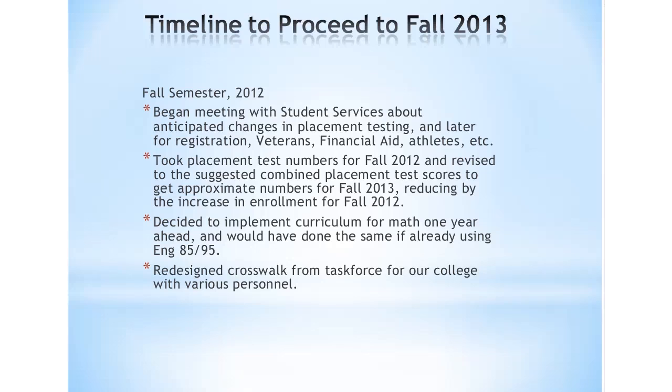We also looked in preparation at our placement test numbers for fall of 2013. And we looked at what we had in fall and then took those numbers and tried to see what our enrollment would be based on the new placement test scores. That gave us a gauge for approximately how many students we would need to plan for fall of 2013. Now that was labor intensive, but it has given us a very good idea of about how many we would have in 97 versus 98 and how to break it down.